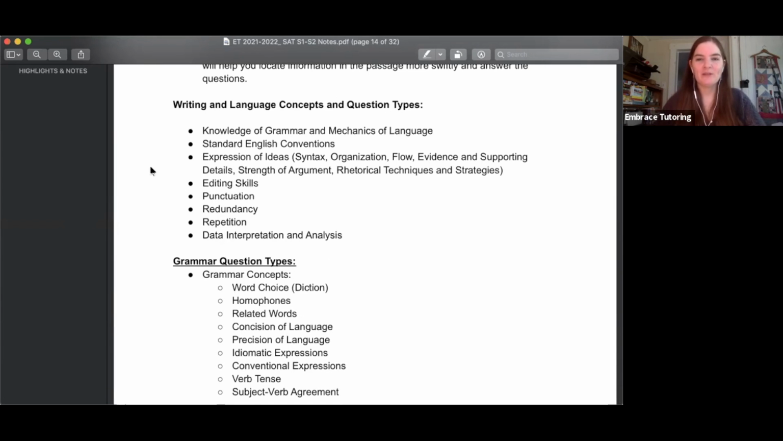Knowledge of grammar and mechanics of language, standard English conventions. You have expression of ideas, syntax type questions, organization, flow, evidence and supporting details, strength of argument, rhetorical techniques, and strategies. So this is a broad range of questions. So you have a lot of things that go into idea related questions.